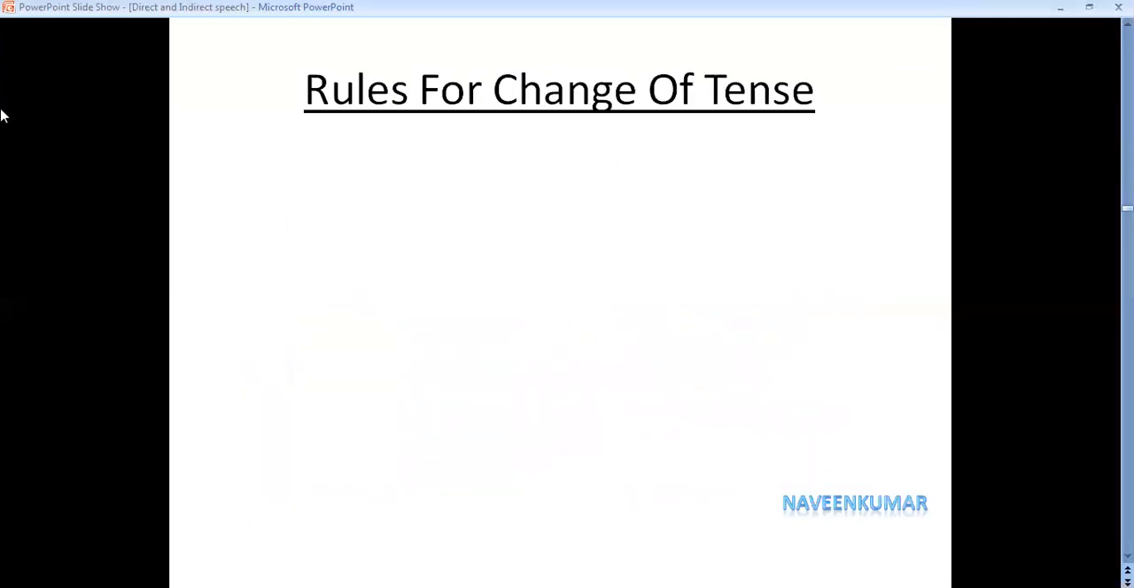Rules for change of tense. So there are certain rules and regulations when it comes to changing direct speech into indirect speech. In my previous video, I have made it very clear that tenses are very important in order to learn direct and indirect speech. A person who is very familiar with all the tenses will find it very easy to change direct speech into indirect speech. So there are certain rules for how the tense of the direct speech changes into indirect speech. So let us study one by one.